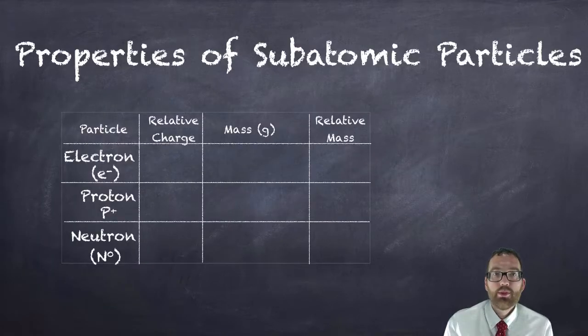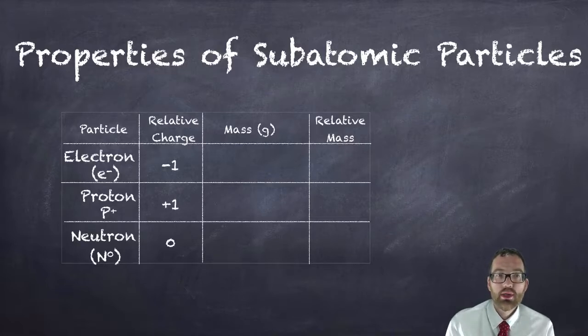So let's review the properties of the subatomic particles so far. So electrons have a relative charge of -1. Protons have a relative charge of +1, and neutrons were neutral, so they have no charge. So think positive protons, neutral neutrons, and electrons are, of course, negative.